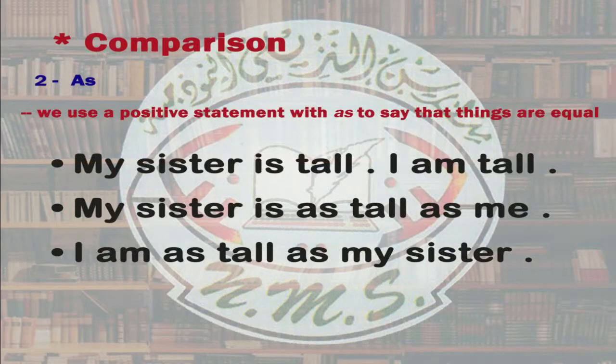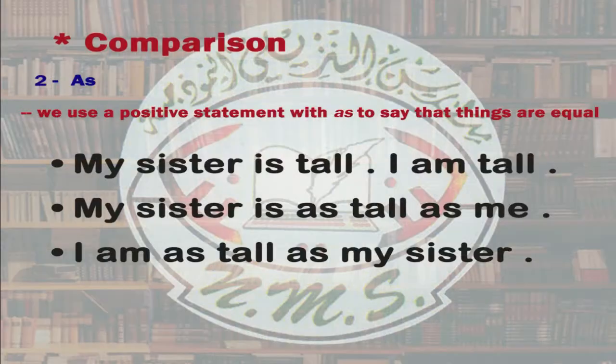Number 1. Number 2, as. We use positive statements with as to say two things are equal. We use negative statements with as when two things or two people aren't the same.